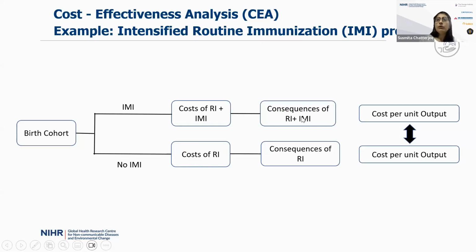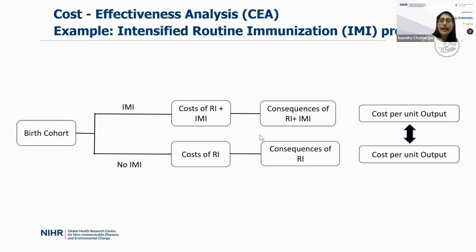Similar is the outcome. Now we are coming to the outcome section today, which is the consequences. What would happen if there was only RI? That we know, that is without IMI, we already know the consequences of RI. And what is added is the consequences of IMI. When IMI happened, what changes happened? That's the incremental change. So basically, what we have now is the incremental cost versus the incremental benefit, isn't it? So this is how we look at it.